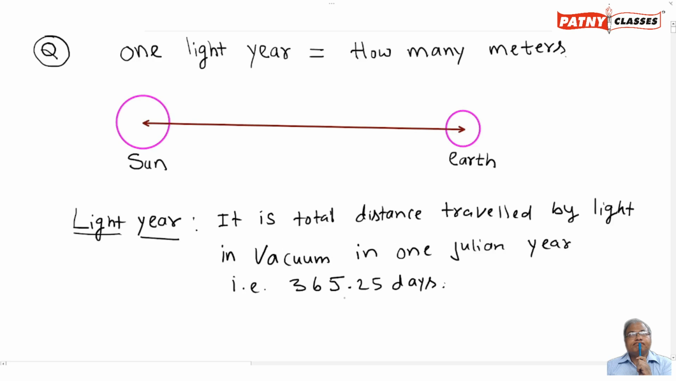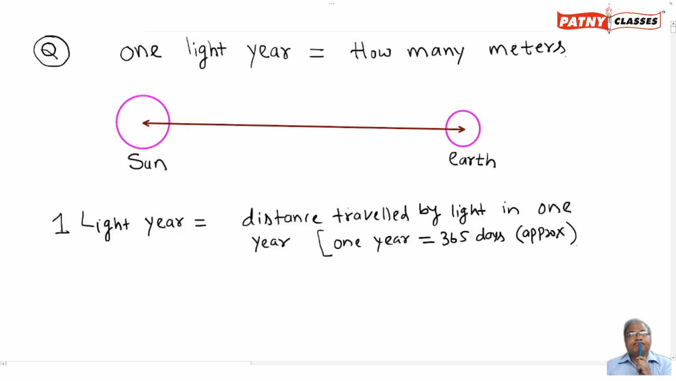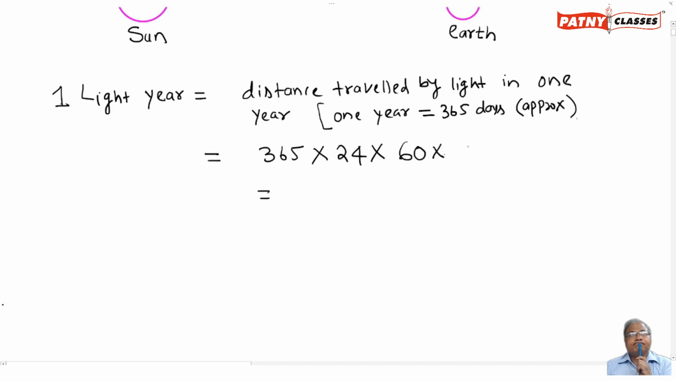So 1 Julian year equals to 365.25 days. Actually it is 365.25 days, but for our calculation I am going to take 365 days. So 1 light year equals to distance traveled by light in 1 year. So this is equals to 365 days, and every day equals to 24 hours, so multiply by 24, and every hour equals to 60 minutes, and every minute equals to 60 seconds.